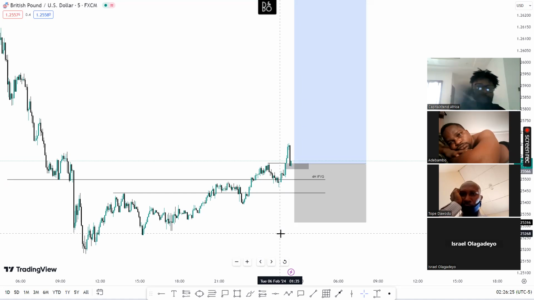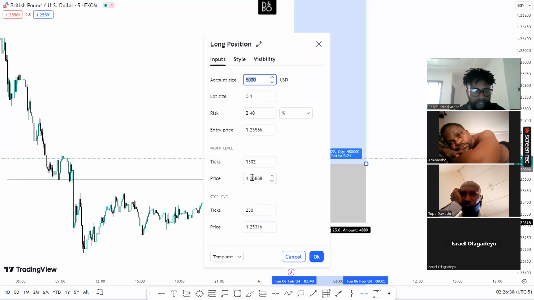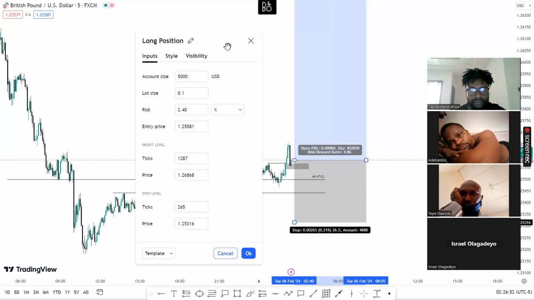I just bought GBPUSD. So let's see how it goes. My entry position, where is my entry position? My entry is 1.25581. Okay, that's my entry. All right. And I'm risking 25 pips.